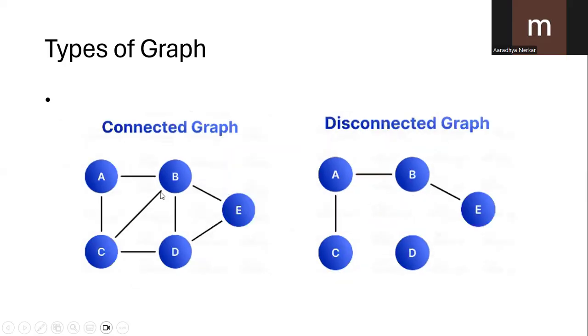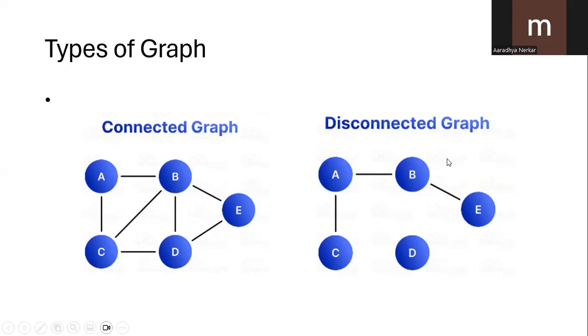Then the next type of graph is connected graph. A connected graph is a type of graph in which there is a path between each pair of vertices. In simpler terms, all the nodes in a graph are interconnected, either directly or indirectly.